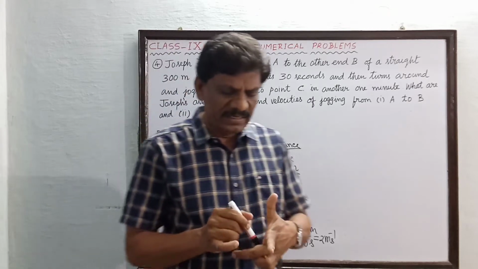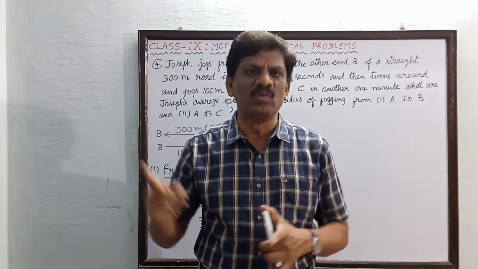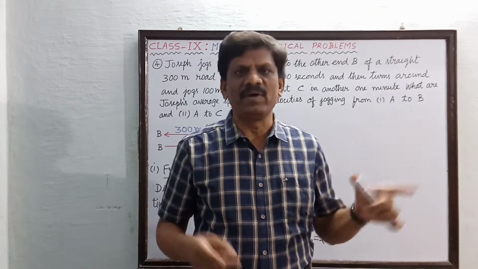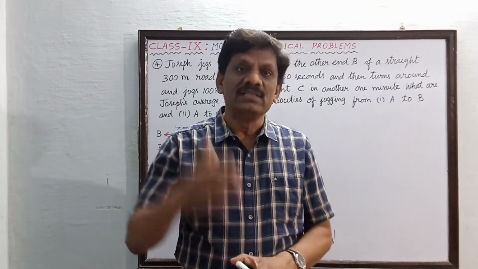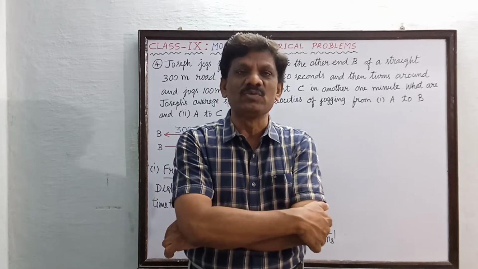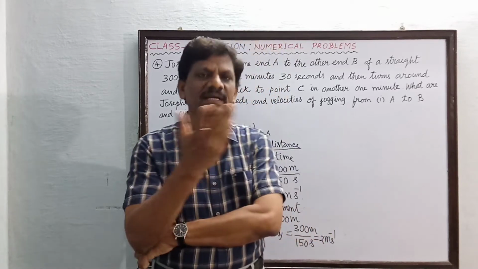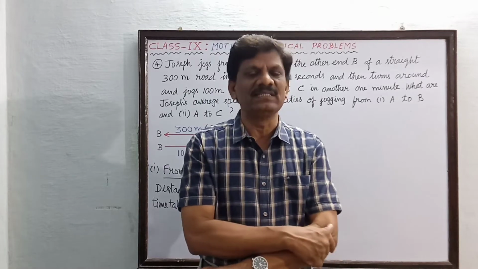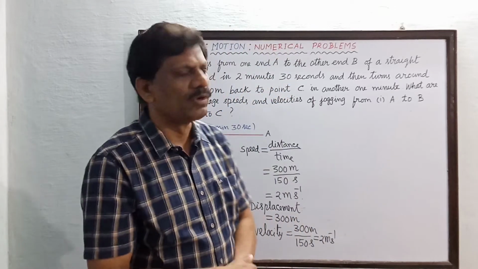So we have already studied that when a person moves along a straight line path, the initial and final points are joined by a straight line. The distance traveled must be equal to the displacement, and hence the speed also must be equal to what? The velocity of the person. Have you understood this? Okay.